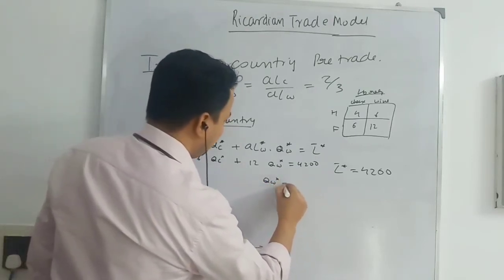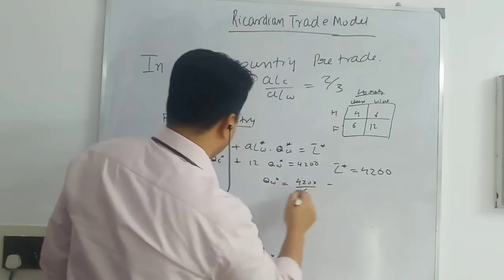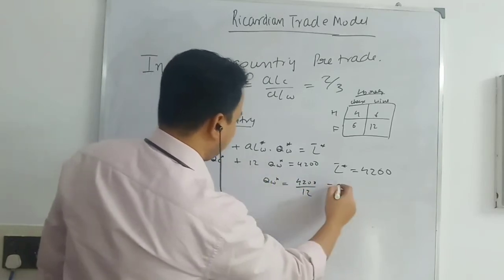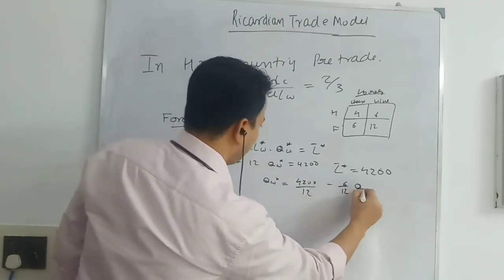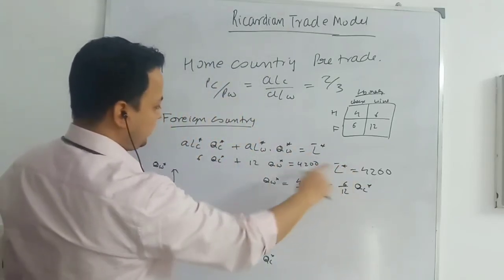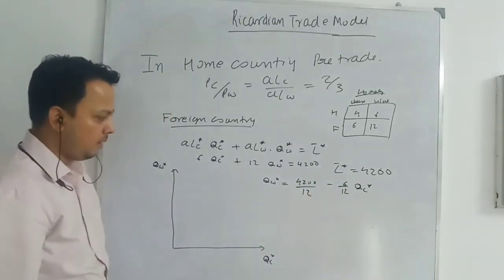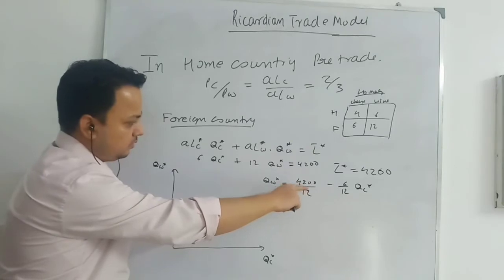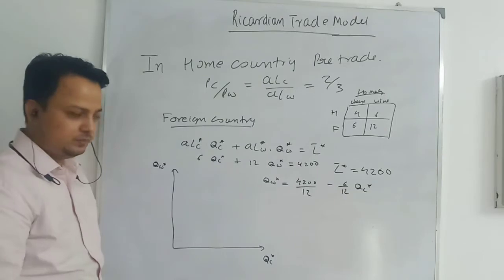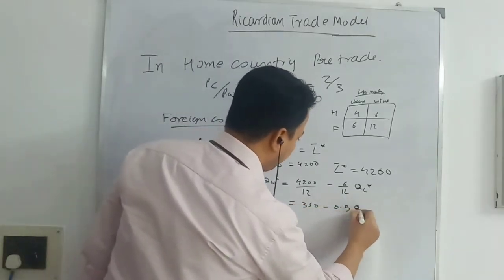QW star equal to 4200 by 12, sorry, it is 12 here. Minus 6 by 12 QC star. You take this term to that side, it will be minus 6 QC star, then divided by 12, you will get this. This will be 350 minus 0.5 QC star. Okay, 350 minus 0.5 QC star.